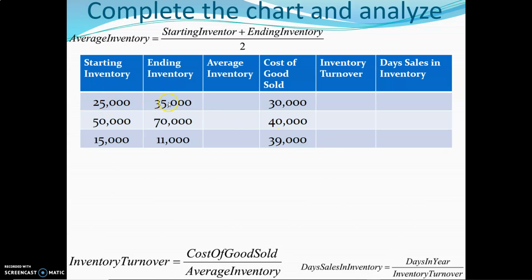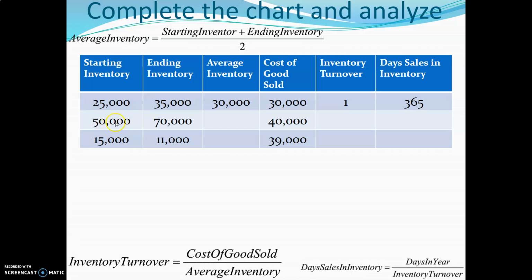Well, starting inventory, ending inventory, 25, 35, adding these together gives us 50, 60. 60 divided by 2 is going to be 30, so that tells us that our average inventory cost is 30,000. 30 divided by 30 will give us an inventory turnover ratio of 1, which means that 365 divided by 1 will then be 365. Alright, there's the first line done.